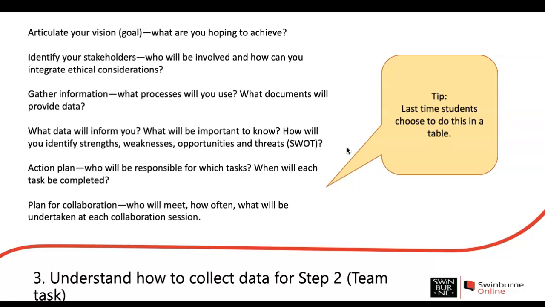Your next one is the action and collaboration plan. A lot of the students last time did this together, and they did it in a table. Again, refer to the template that I've given you. If you say action and collaboration plan, you can do these together. Your first column will say tasks. Your second column will say responsible person / persons, and your last one will be a time frame.